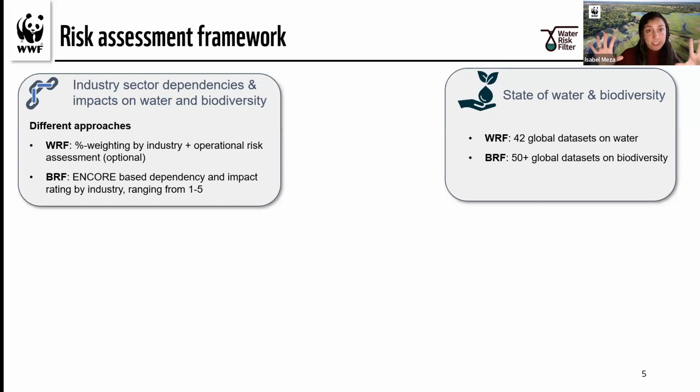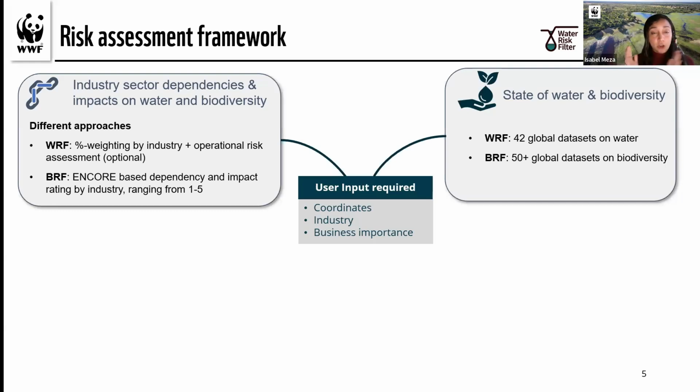This is what we provide with the tool, but now what does the user need to input? The user needs to input the coordinates to identify the state of water and biodiversity. They need to input the industry, which is on the left side, and also the business importance, just to allow for prioritization.